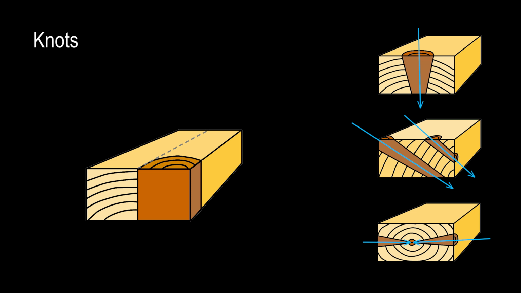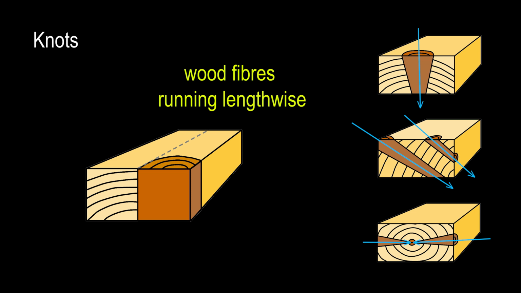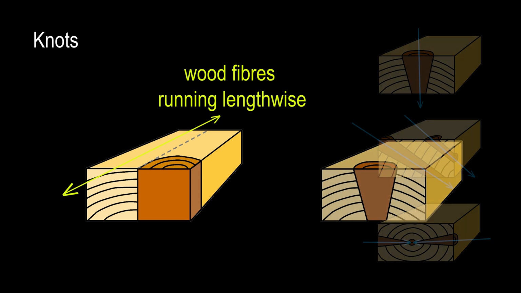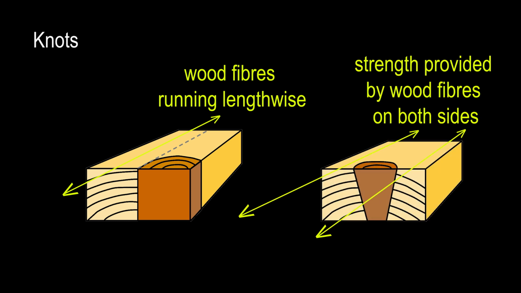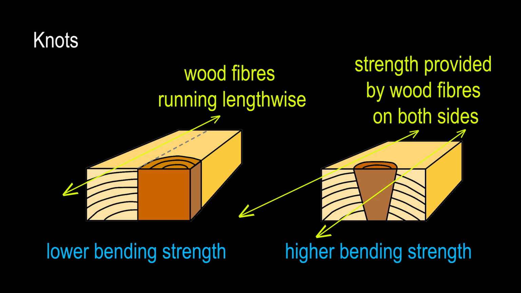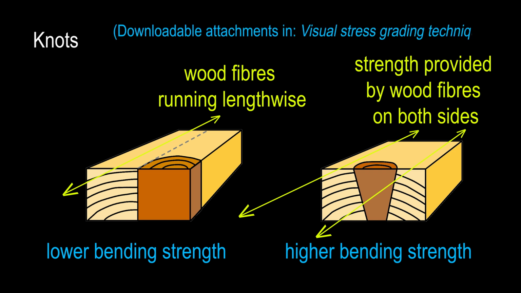Knots reduce the strength of a board because they take up space that would otherwise be occupied by the wood fibers running lengthwise. The position of a knot on the face or edge of a board has a significant effect on the amount of strength it takes away from the board. For more information about knot measurement and assessment, see the downloadable attachments in the next lesson.